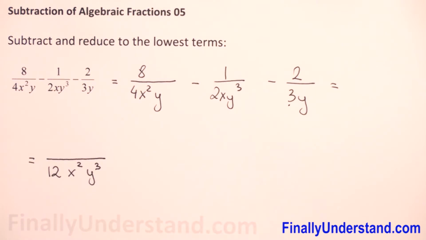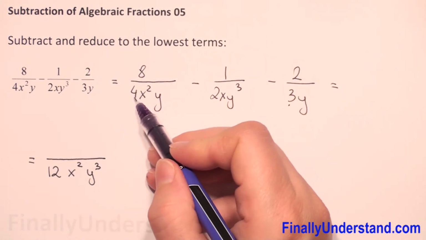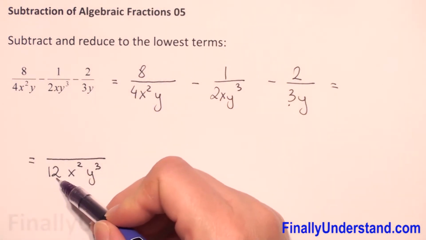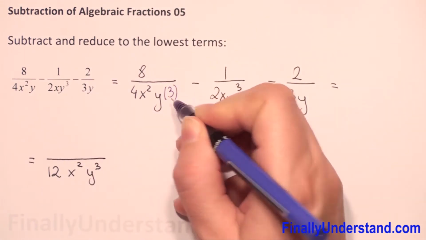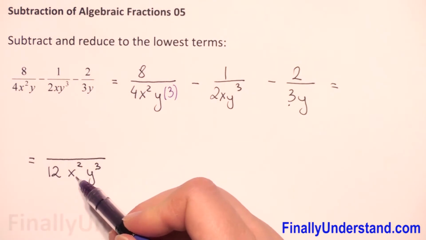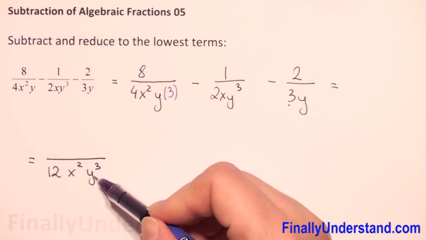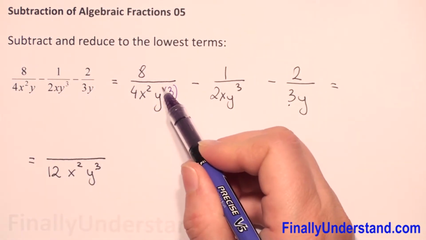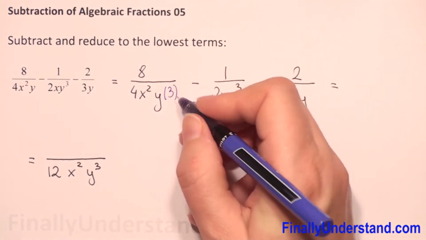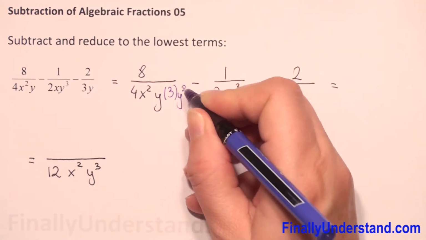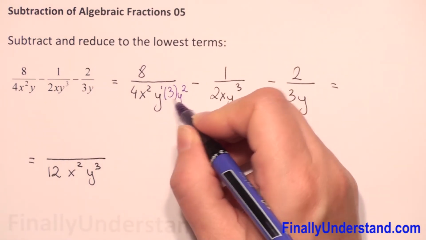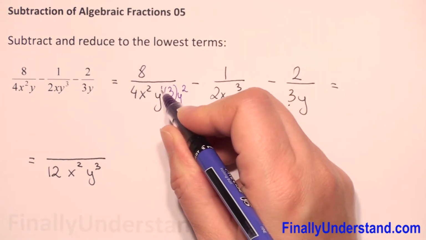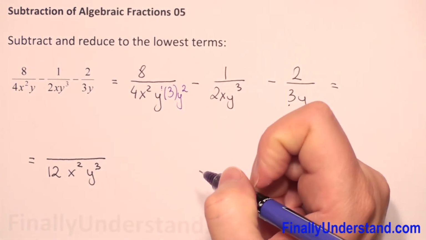And now we check our first denominator. We have only 4 here, and now we need 12. It means we have to multiply this denominator by 3 to get 12. Next we have x squared. X squared is correct. And we have y cubed, and we have only y to the first power here, so we have to multiply by y squared. Y to the first power times y to the second power: the same base, we add exponents. 1 plus 2 is 3. So now it will be correct.